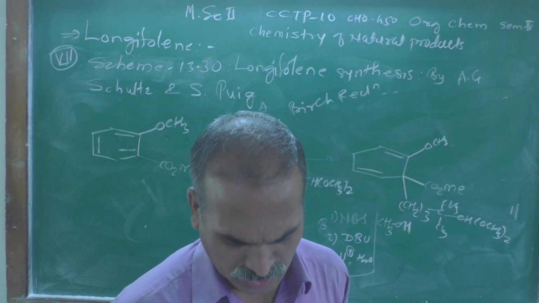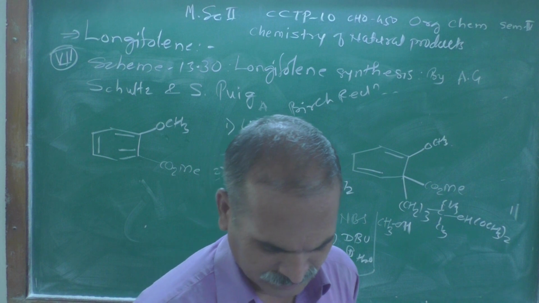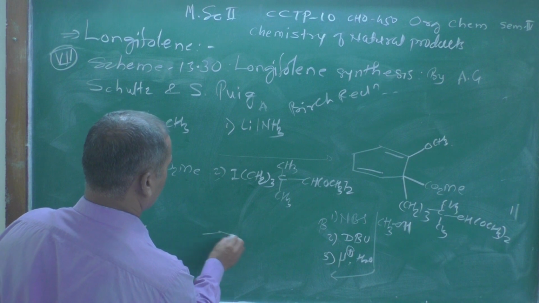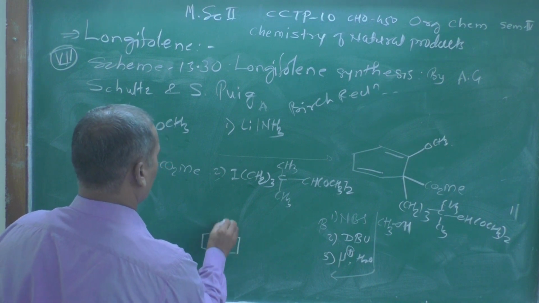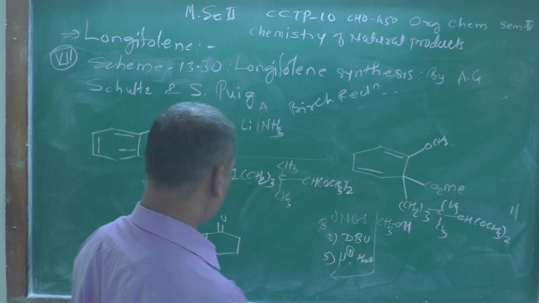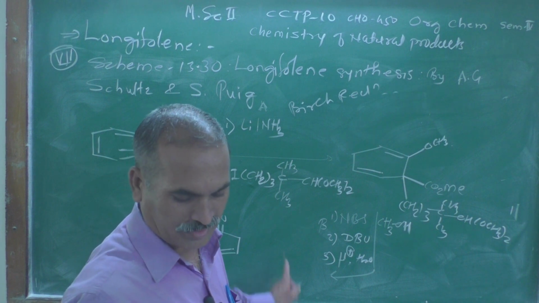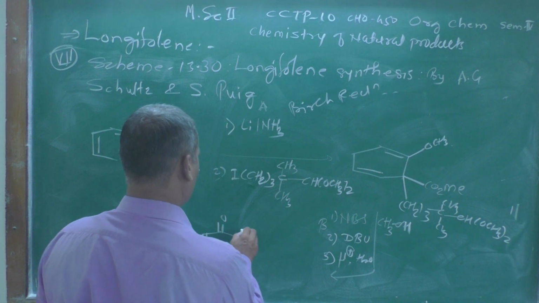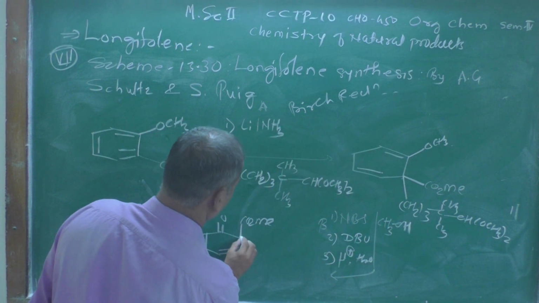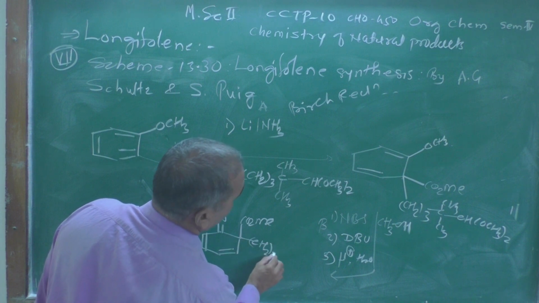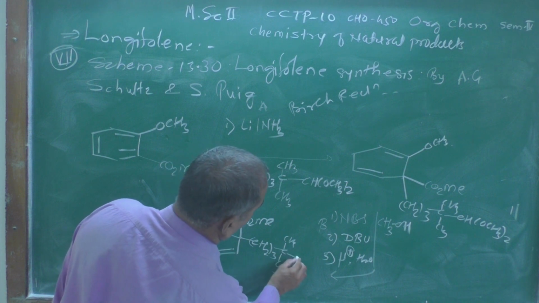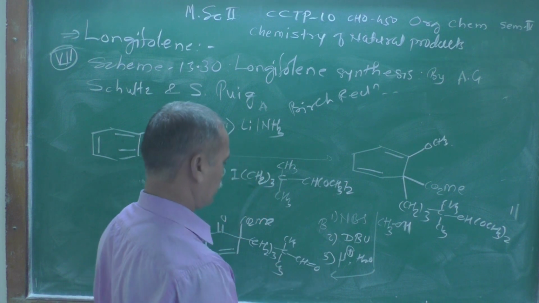And after doing all these things, what do you get? You are going to get the product over here, this one. This type of product, an alpha beta unsaturated compound, and then here is a double bond, and at this corner there will be CO2Me, and the rest of the part is this one, CH2 thrice, then CH3, then CH double bond O.